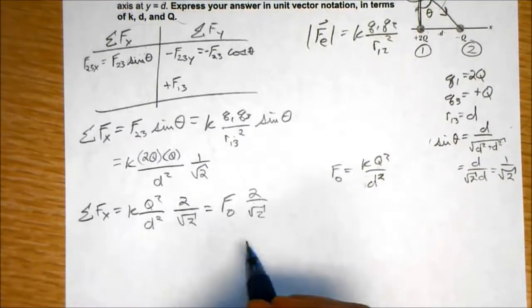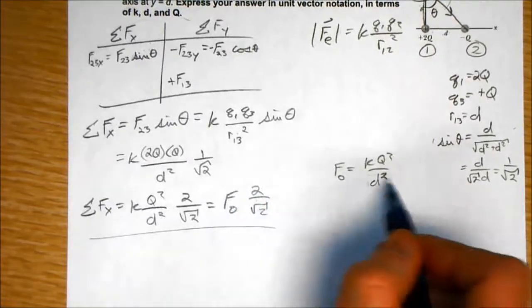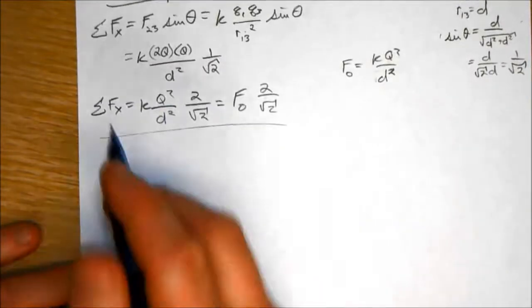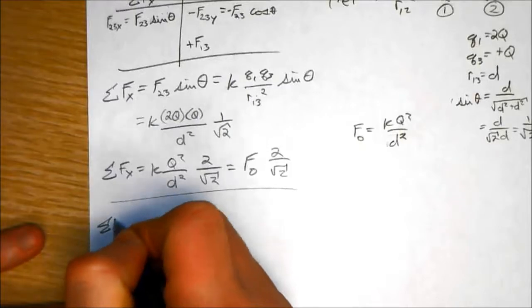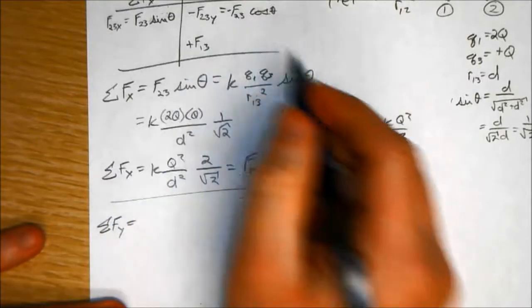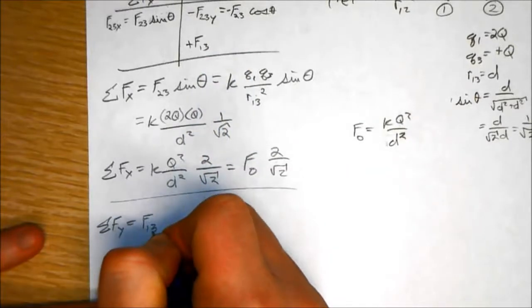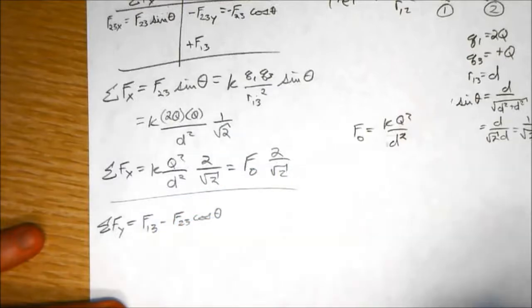Okay, so I've got Fx. You didn't have to simplify this little expression. This is just a way to make it cleaner. It's not that important. But moving on to the sum of the forces in the y direction. I'll start with the positive one first. So that's F13 minus F23 cosine of theta.